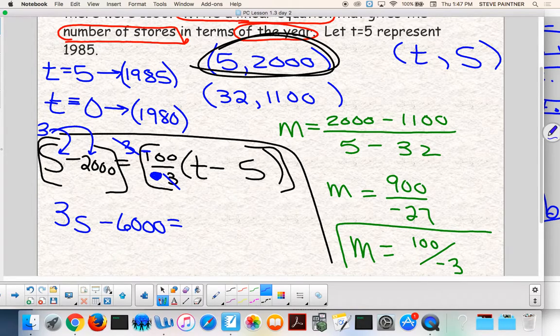Okay, get rid of this. Negative 100 times this. Negative 100t. Negative 100 times this. 500. It would have been a little nicer if I would have just multiplied by -3, but I didn't do it.